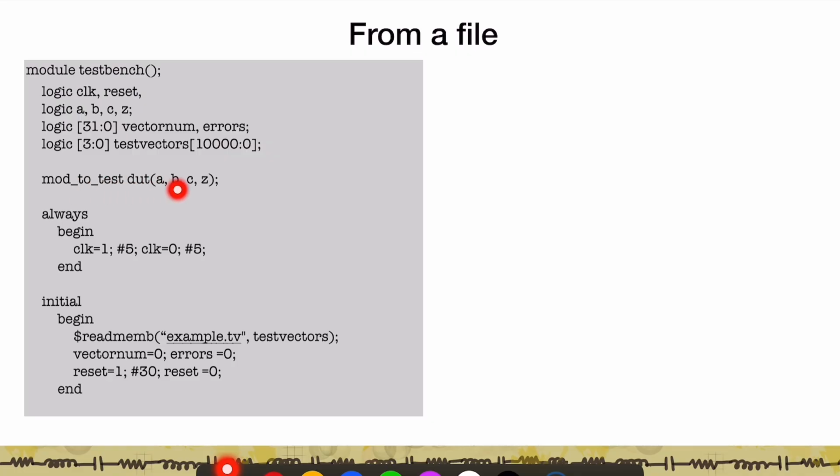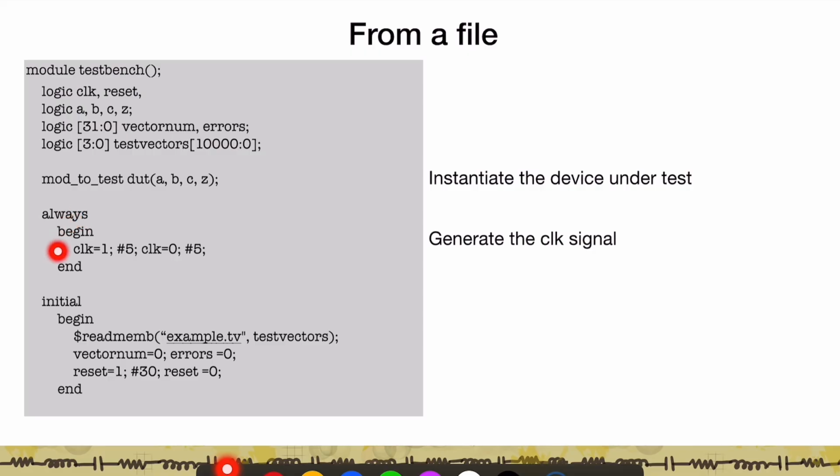And then, as usual, I instantiate my device. And then here's how I define a clock. This is an example where you have a clock which has a time period of 10 time units with a duty cycle of 50%. So that's what this statement is doing.